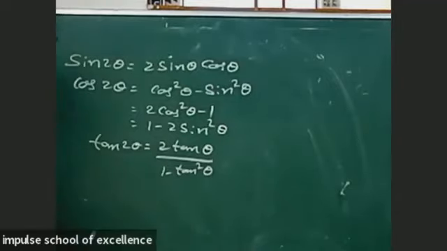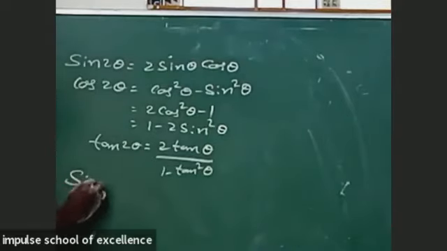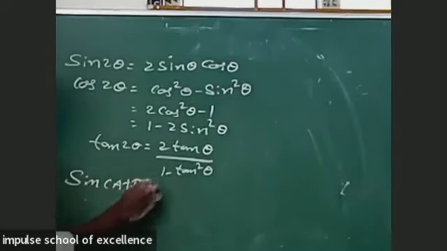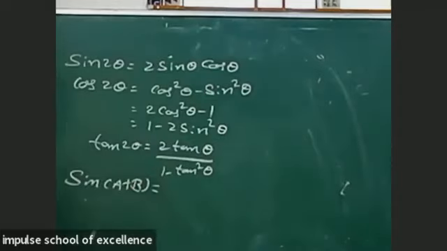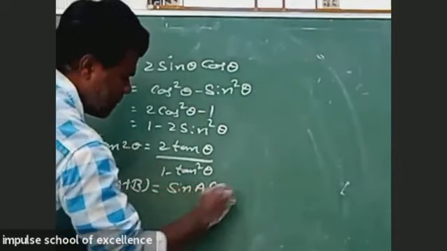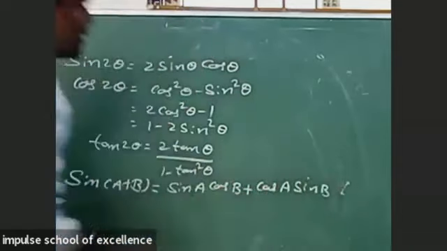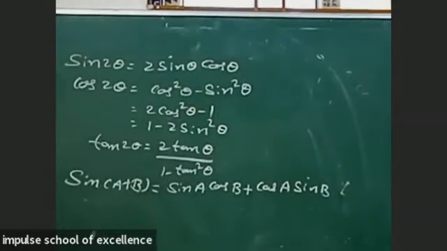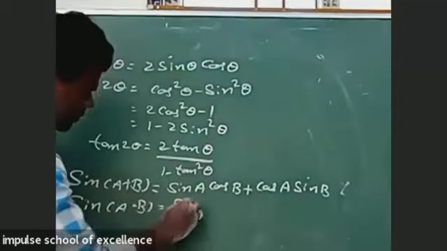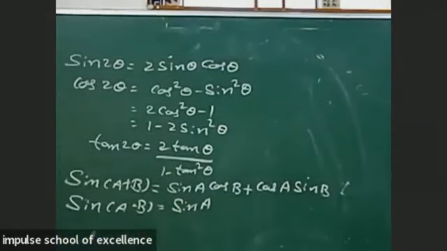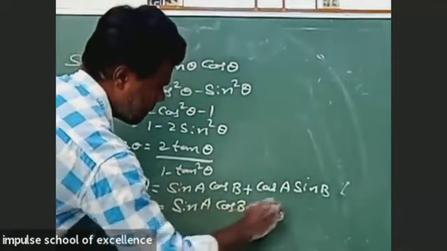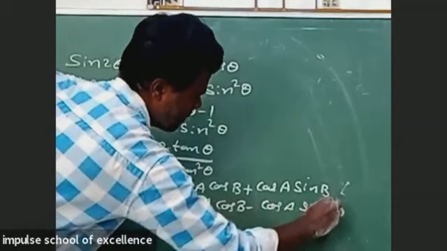Next, sin A plus B is equal to sin A cos B plus cos A sin B. Already it is there in your math text, I think. Next, sin A minus B is equal to sin A cos B minus cos A sin B. Okay, ma.